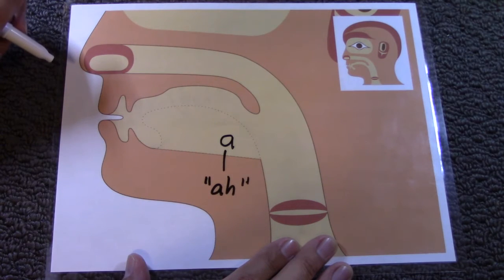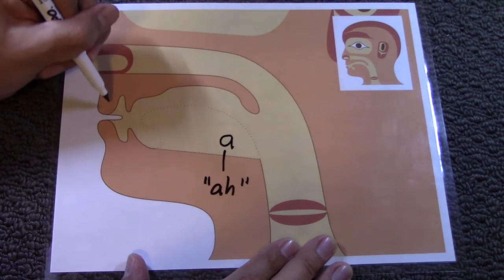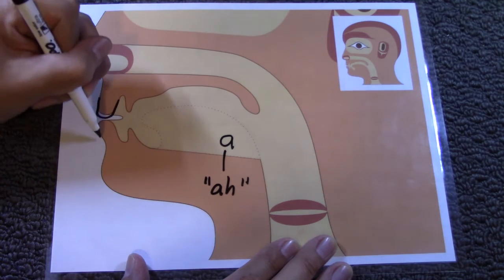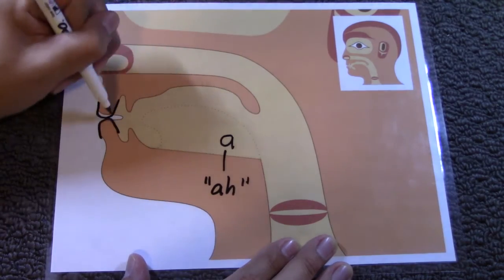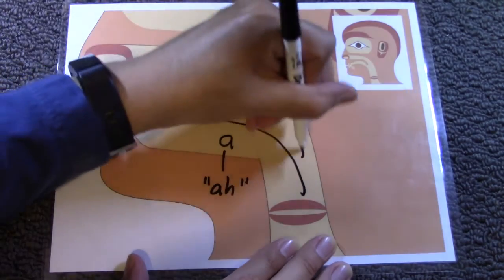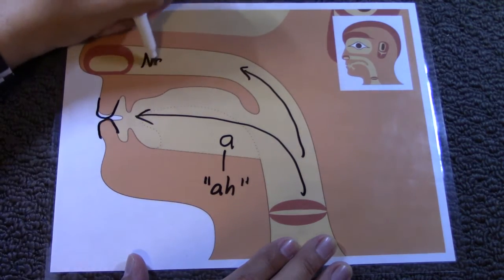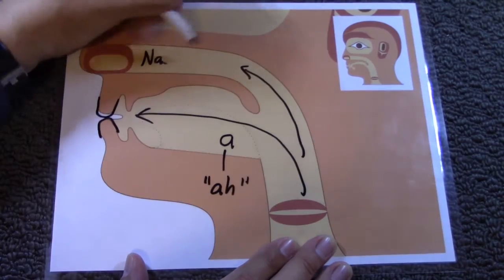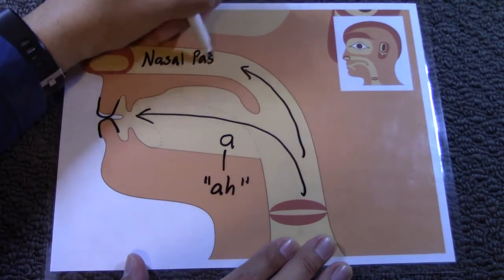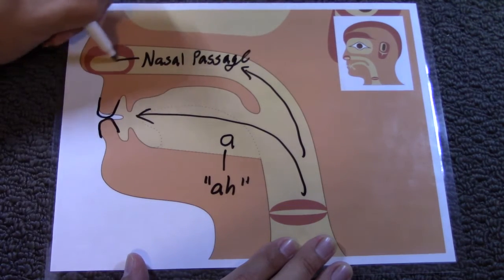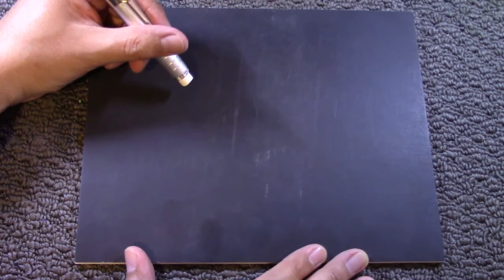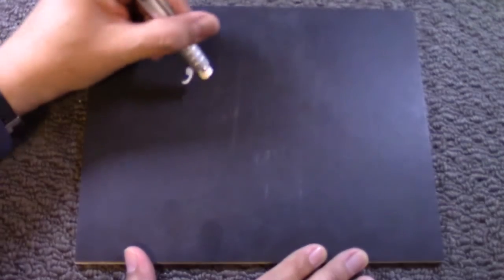And then the last letter is M. So M is a labial sound. So we're using our lips. Since we're closing our lips down here, sound can't come out this way. So then it comes out through your nasal passage, and then comes up through your nose. It makes an m sound.